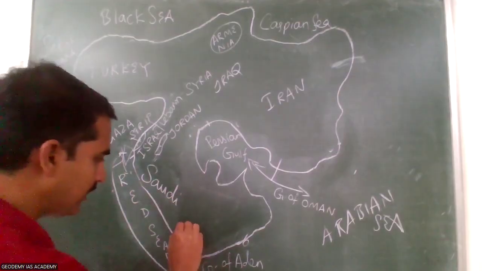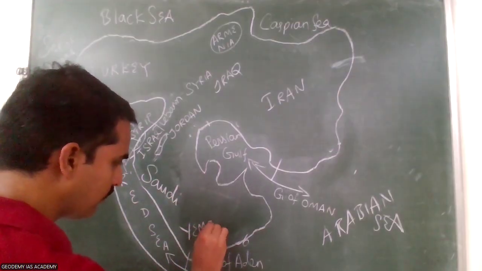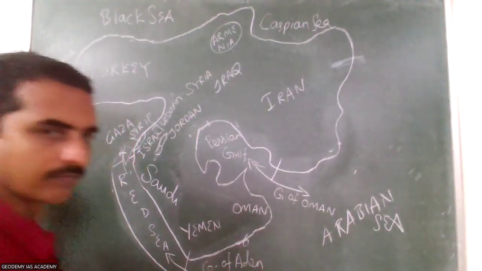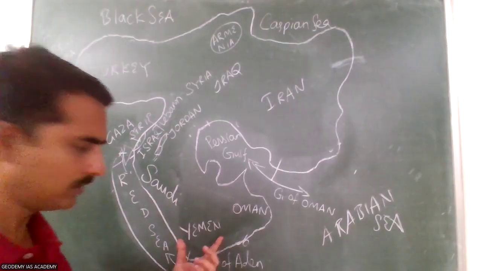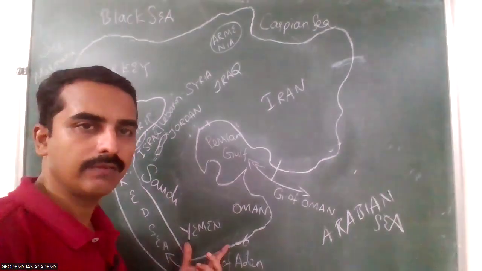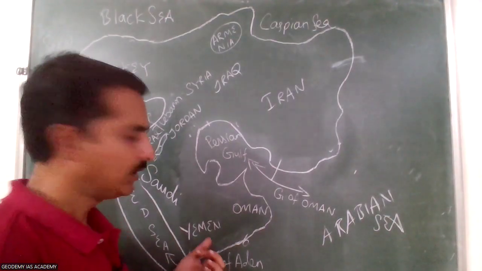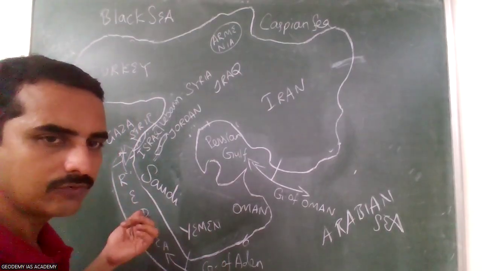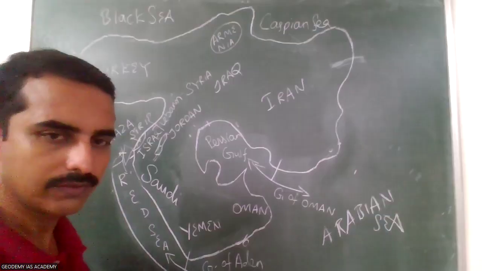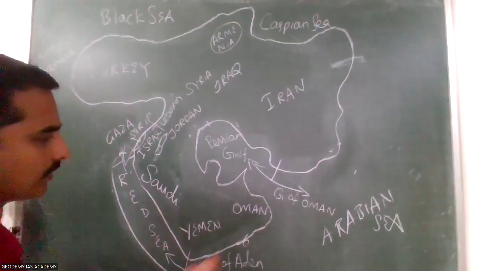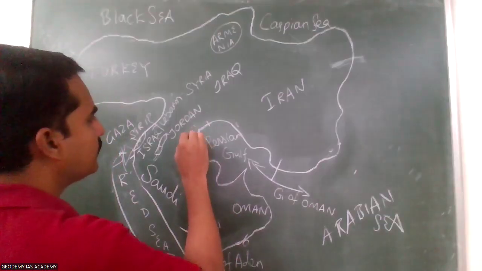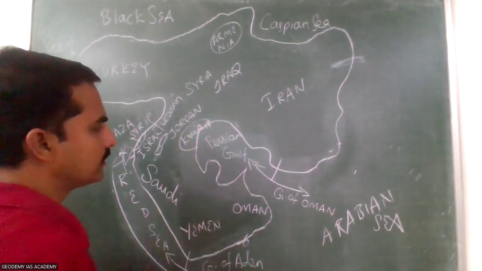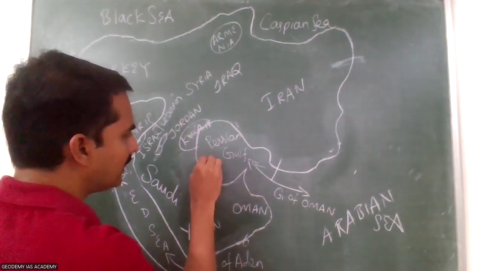Saudi and Yemen here, and Oman here. Yemen was also in the news, that the Yemen Houthis attacked a few international ships near the Suez Canal here in the Red Sea. So that was also in the news. And then Oman here, and here Kuwait, a small country.